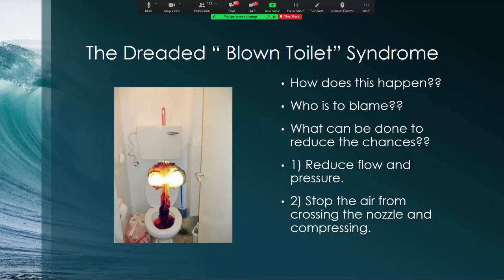The next answer, remember we talked about how the air crosses the nozzle and then compresses behind the nozzle? What if I could find a way to not let the air cross the nozzle?